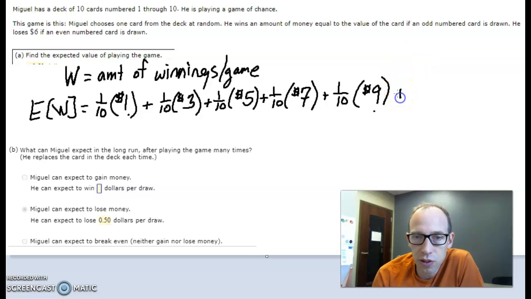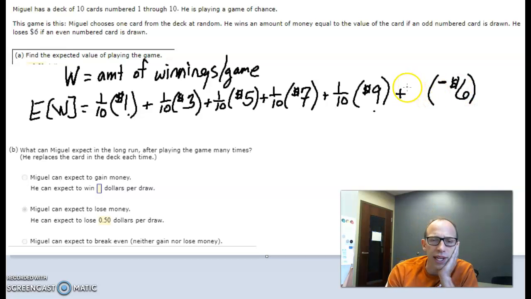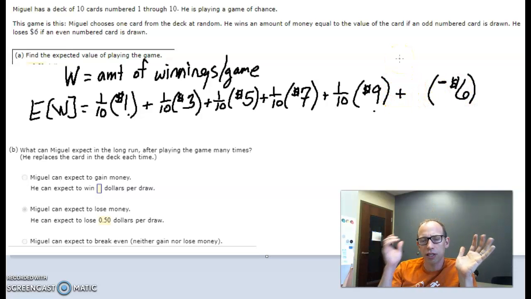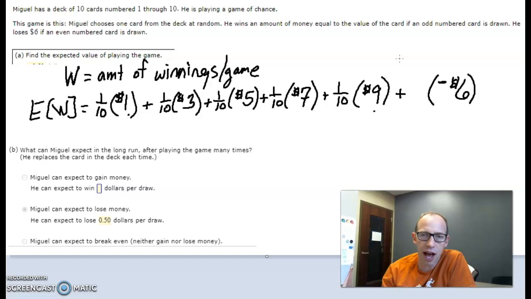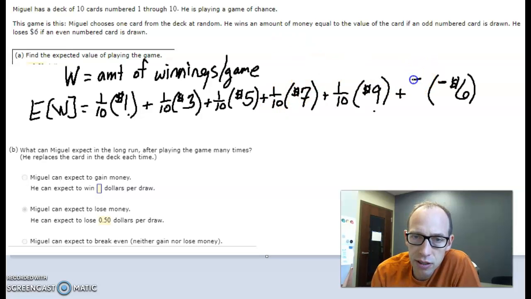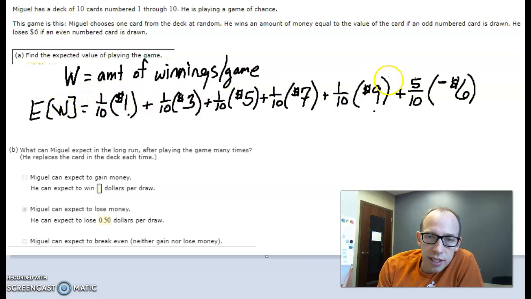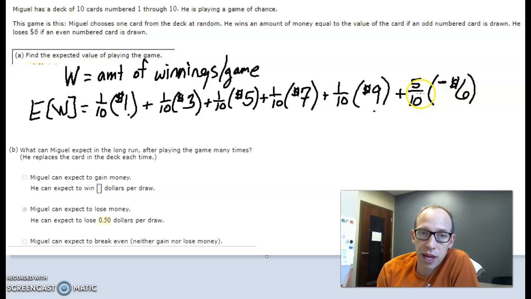And then we have to subtract, or actually add a negative value rather, of $6 every time we get an even. So what's the chance of getting an even? Well, there's 10 cards, and how many are even? The 2, 4, 6, 8, and 10. 5 of those 10, 1/2 would be fine. So these are all the possible values. In the parentheses here, you're going to see all the possible payoffs for a single game, and right beside it is the chance of getting that payoff.